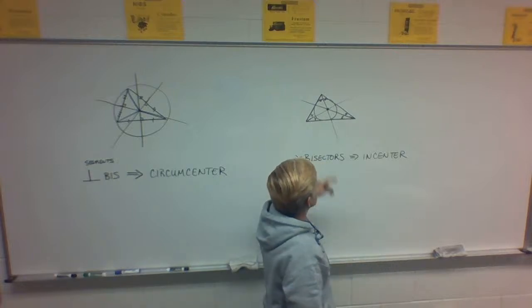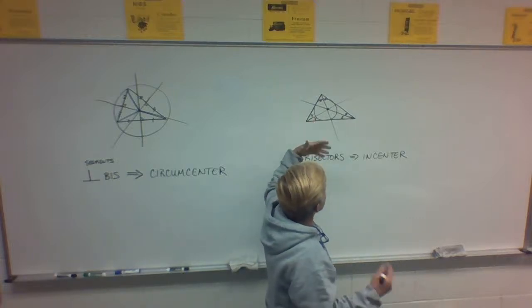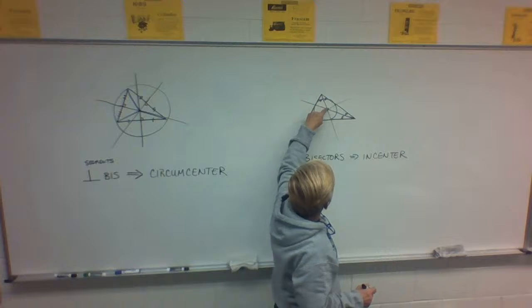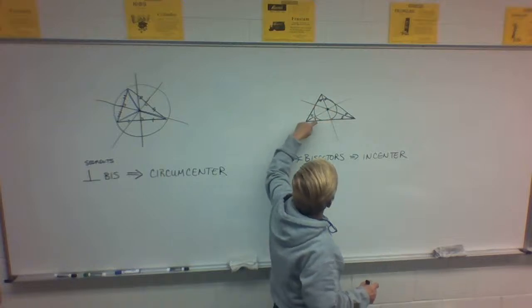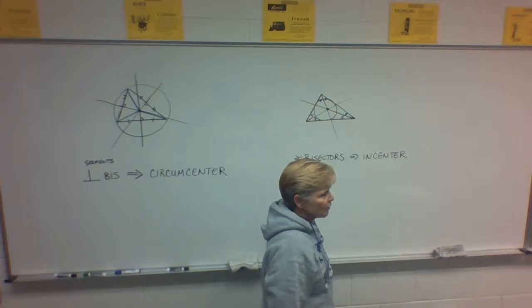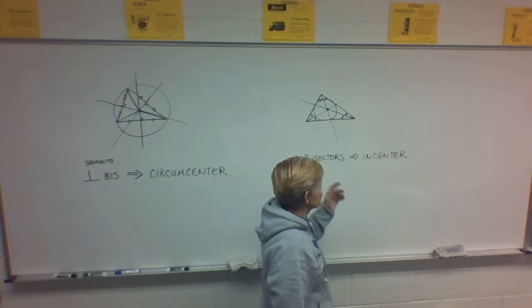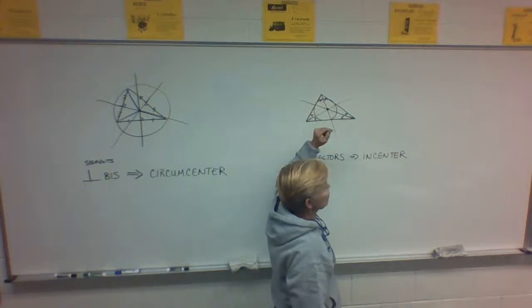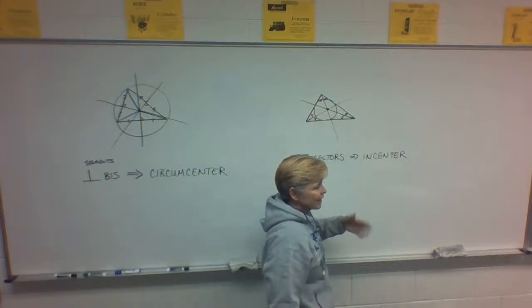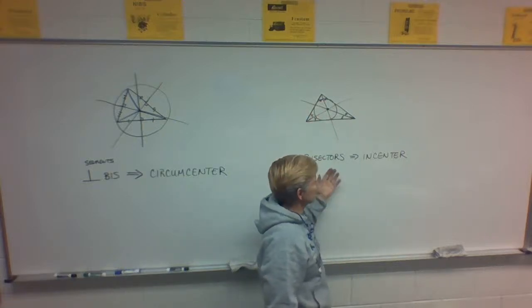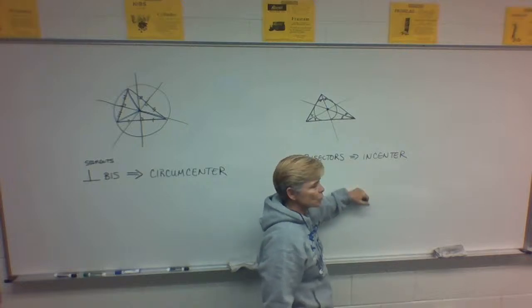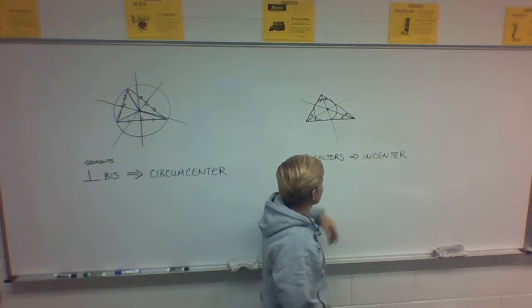Now, can you think of a triangle where the center of the circle that's inside the triangle is outside the triangle? You can't have the center of a circle that's inside a triangle be outside the triangle. Can't happen. So an incenter will always be inside. You remember that because of the word in. This will always be inside. I don't care what kind of triangle it is.